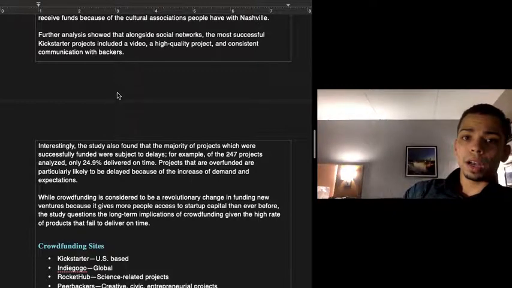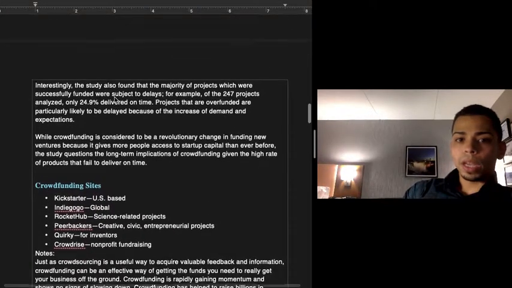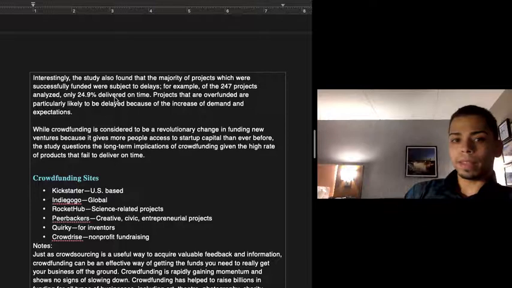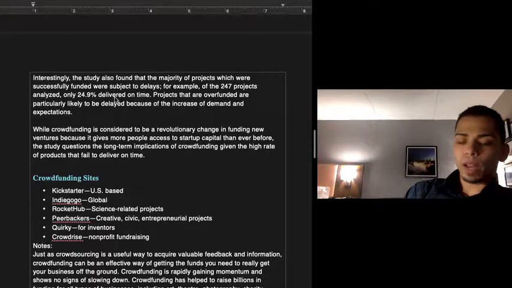One of the main issues that we see when it comes to Kickstarter campaigns, or the main issue I should say, are delays. Only 24.9% of projects are delivered on time. Sometimes, ironically, this could be due to overfunding. As campaigns receive more money for their projects, the expectations increase, and very often this leads to a difficulty to meet these high expectations.